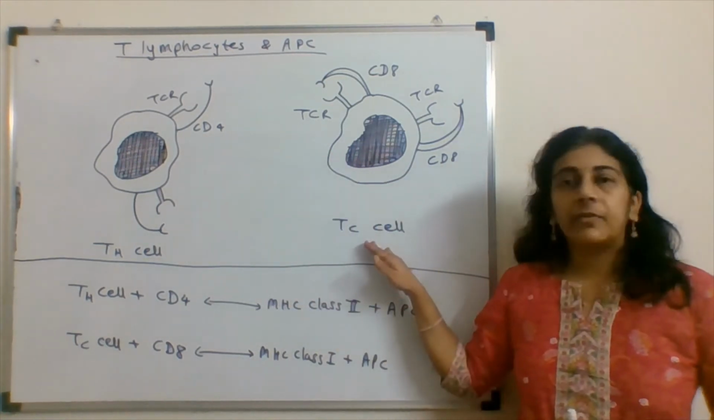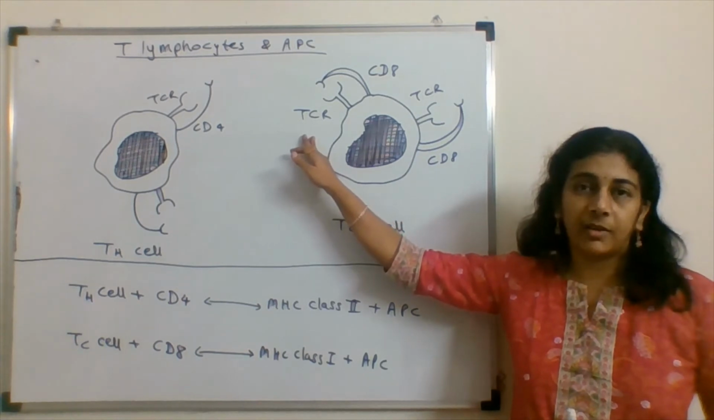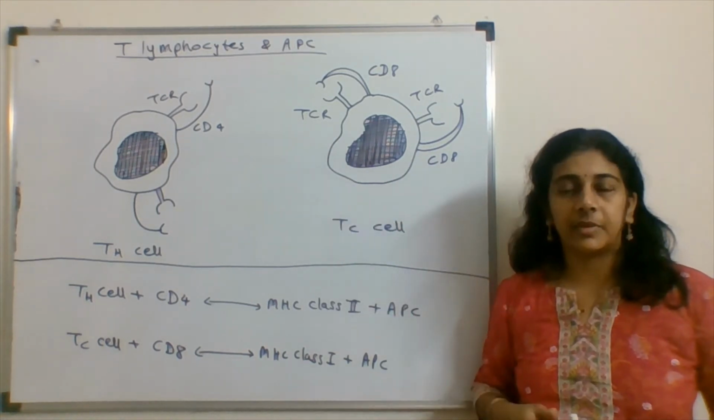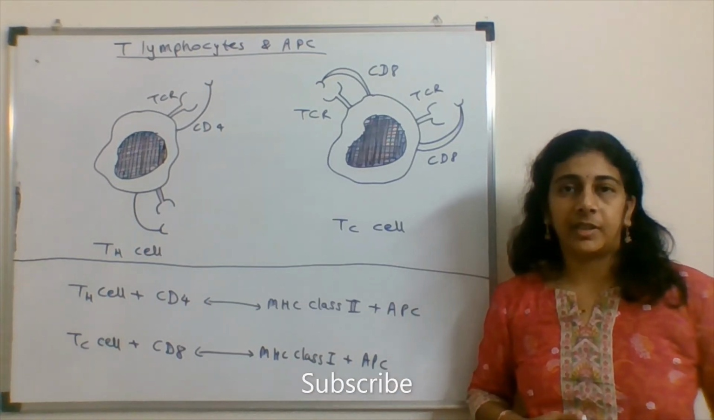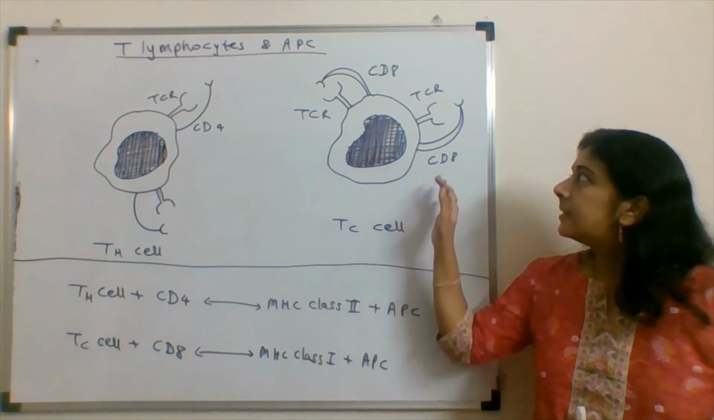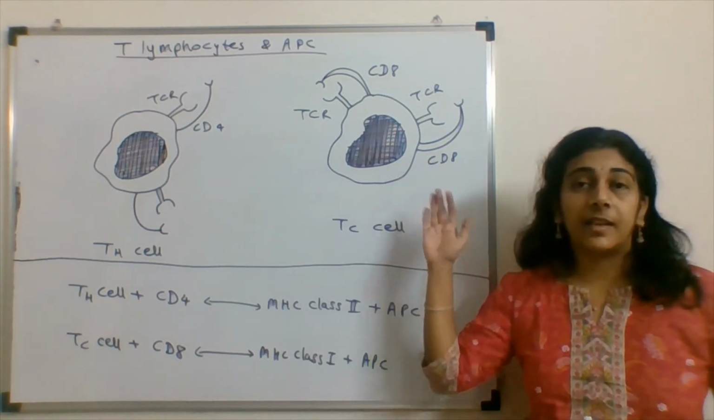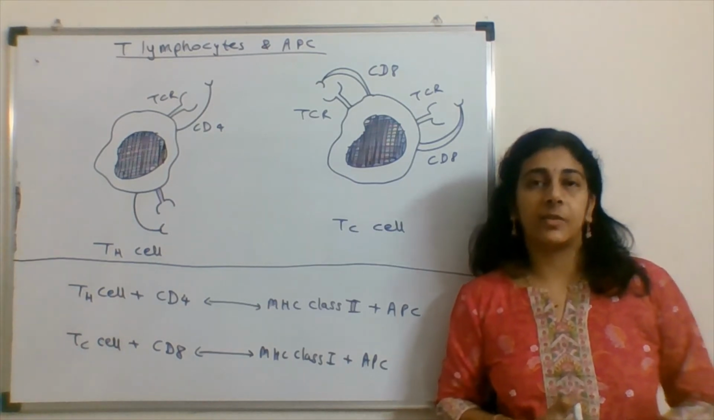Now, in case of T cytotoxic cell, it also has a TCR, the T cell receptor, and along with it, it has CD8 molecules, cluster of differentiation 8. What is this TCR and CD8? Now try to understand in this way.